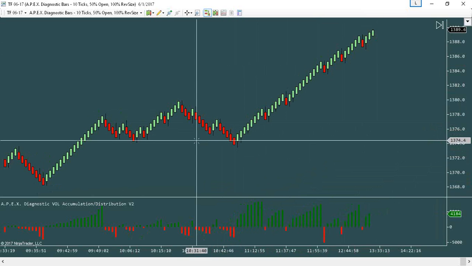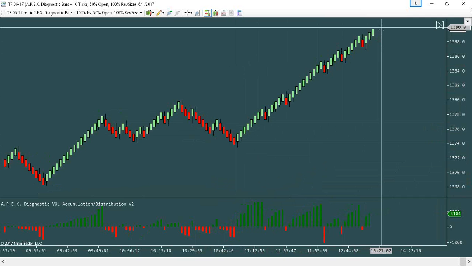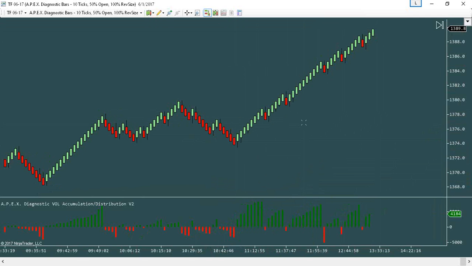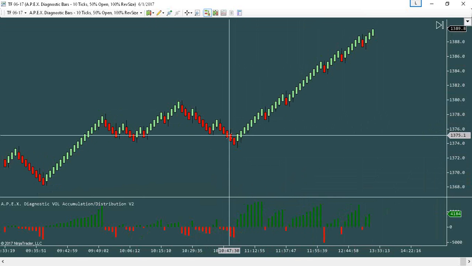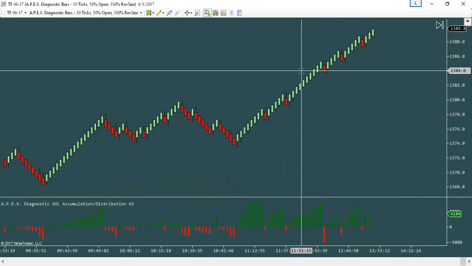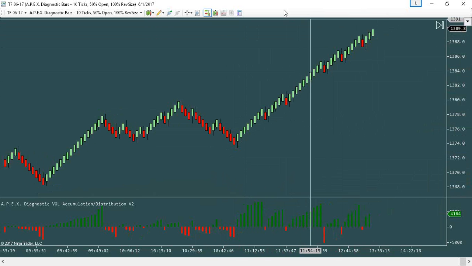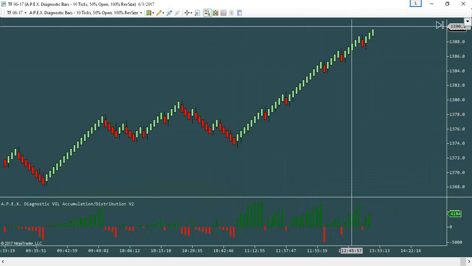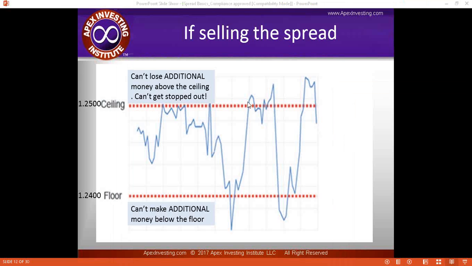Well, we just lost quite a bit of money, right? Because it just shot against us. And we, in a sense, have unlimited risk because it could just keep going and going against us unless we get out, right? Well, that's the difference with a Nadex spread, okay? And let's take a look here. I can't lose additional money above this ceiling.